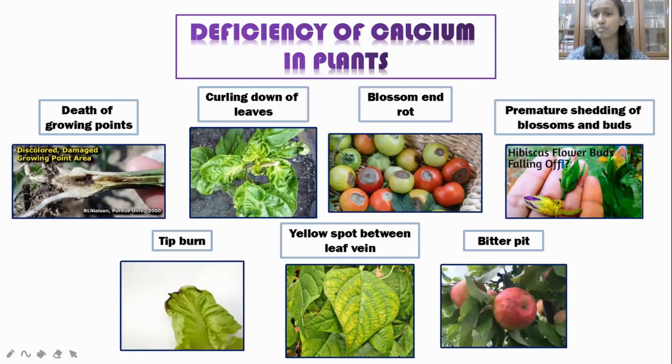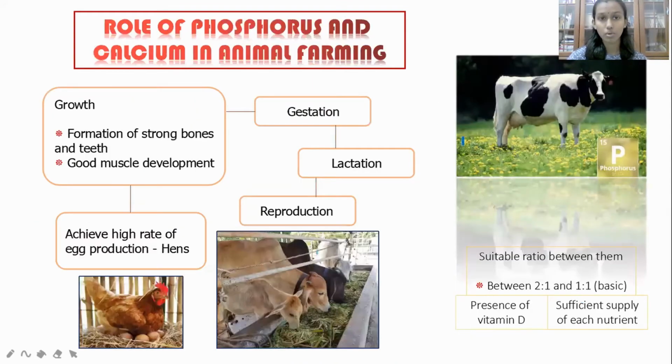We might be wondering why the buds of our flowering plants fall off very easily, and that is because of calcium deficiency. We might also have observed burning edges and tips on lettuce leaves and other greens, and this is because of calcium deficiency. We can also observe yellow spots between the leaf veins and bitter pits, which occur quite frequently in apples. Now, let's go to the role of phosphorus and calcium in animal farming.